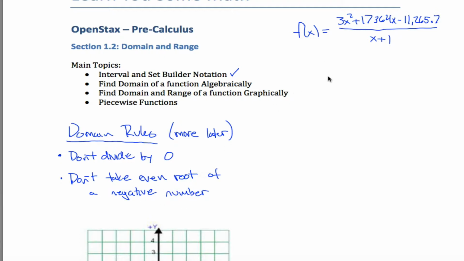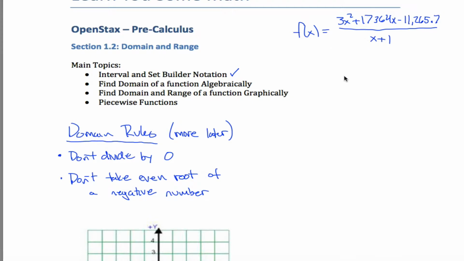So for this specific function, you're looking at it and you see this nasty thing up on top here. But frankly, it doesn't matter what's written up top here because there's no square roots, there's no 4th roots, there's no possible way, there's nothing I could input that would make anything go wrong on the top. I don't see any square roots, I don't see any even roots. I can ignore this second rule for this specific function. However, I could divide by 0.